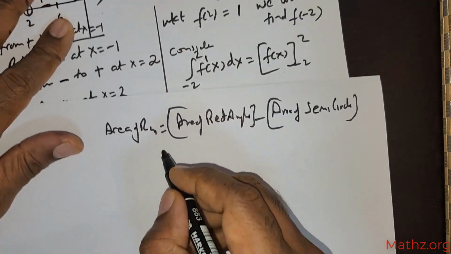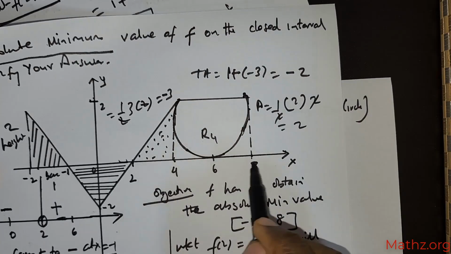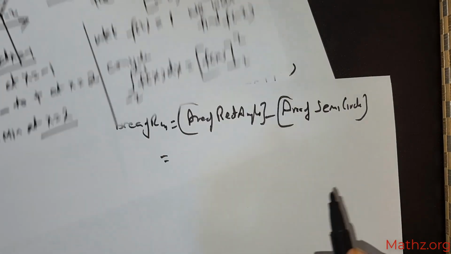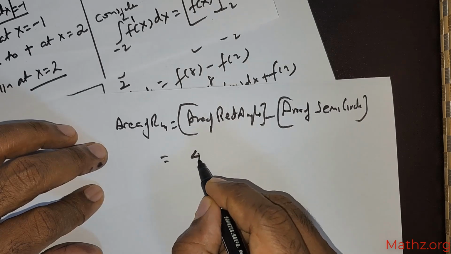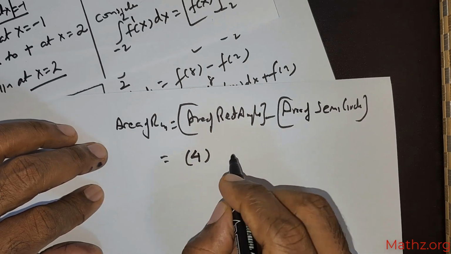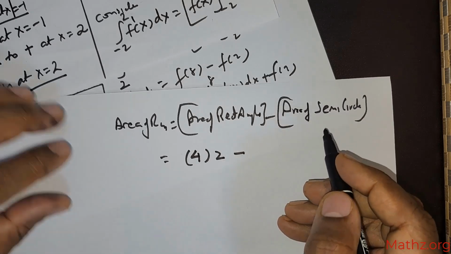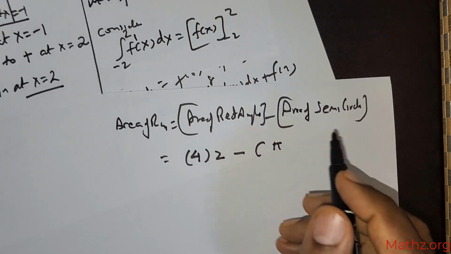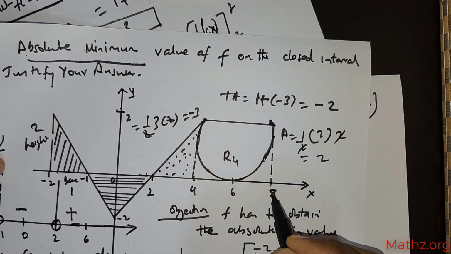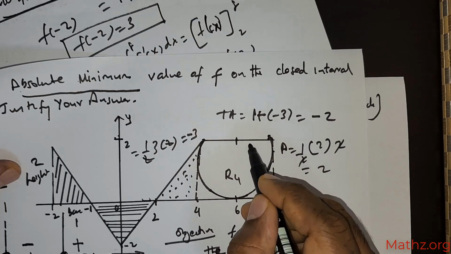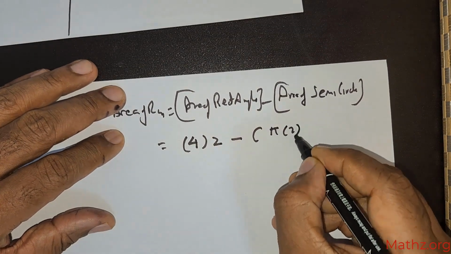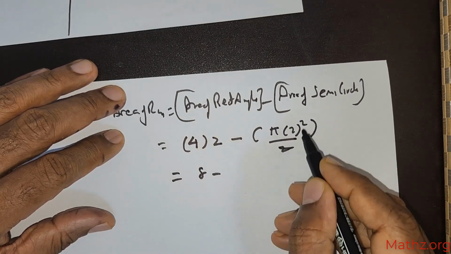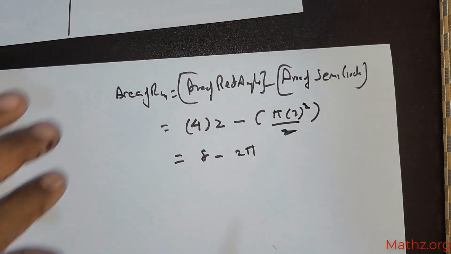So what is the area of the rectangle? You have a base here and you have the height. The height is 2 units, the base is 4 units, minus the area of the semicircle. Area of the circle is pi r squared. What is the radius? The radius is 4 to 8, so that's going to be 2 units here. So pi r squared divided by 2 is pi times 2 squared divided by 2. So this is going to be 8 minus 2 pi. This is what you have got.